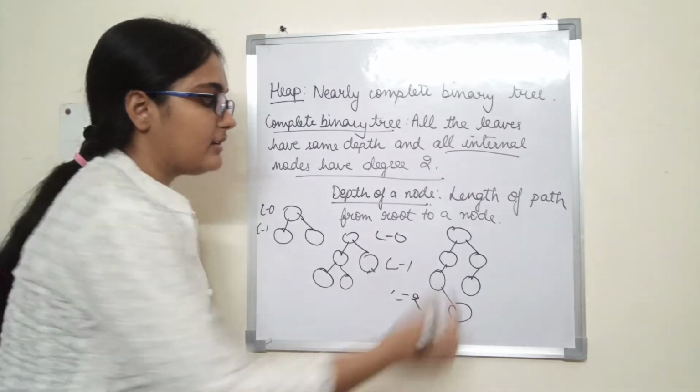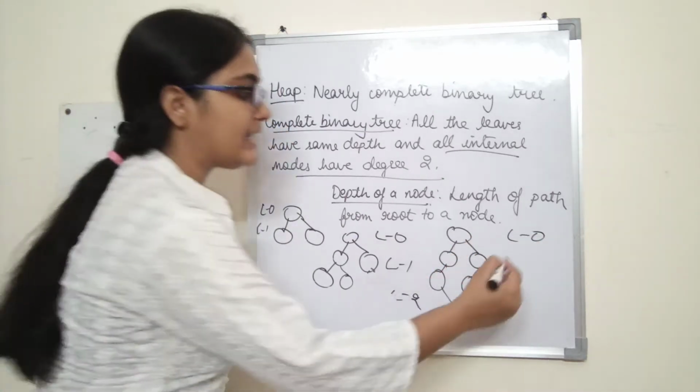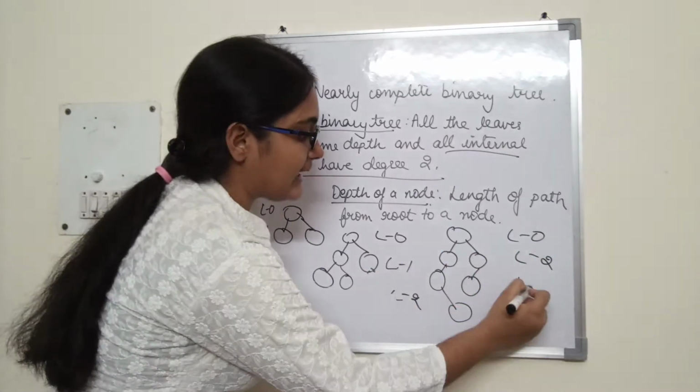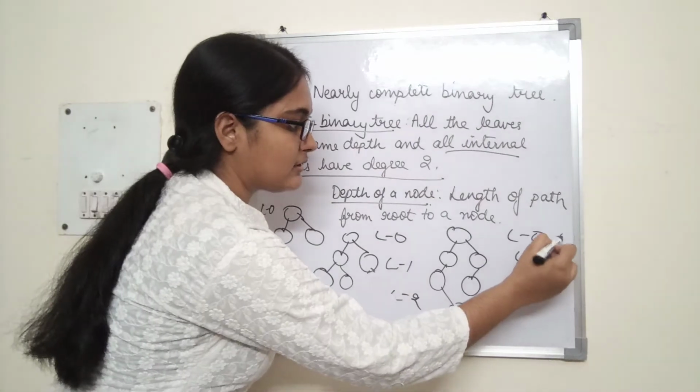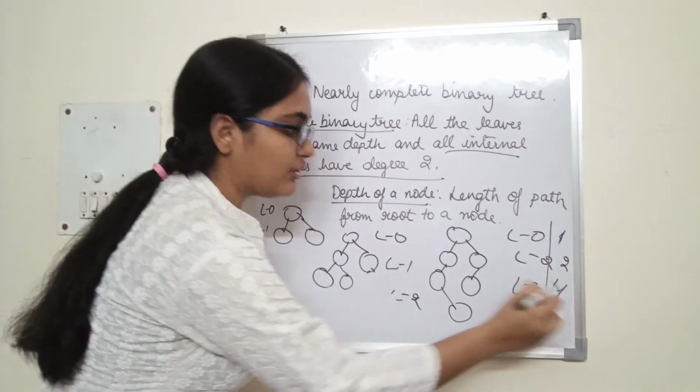Alright, at level 0 it can have at most 1 node. At level 1 it can have at most 2 nodes. At level 2 it can have at most 4 nodes.